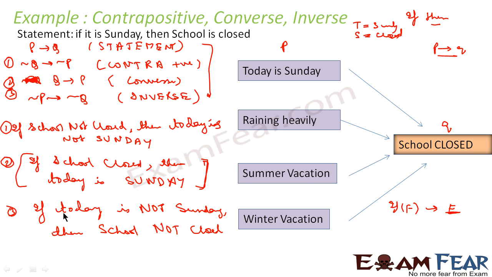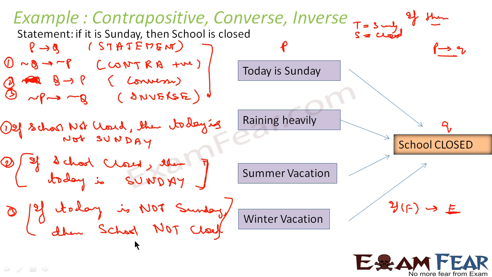Similarly, if you see the inverse: if today is not Sunday, then school is not closed. Correct? Suppose today is Tuesday, then school is not closed. But it is wrong. For example, if today is Tuesday and it is raining heavily, school is closed. So this statement is also not true.